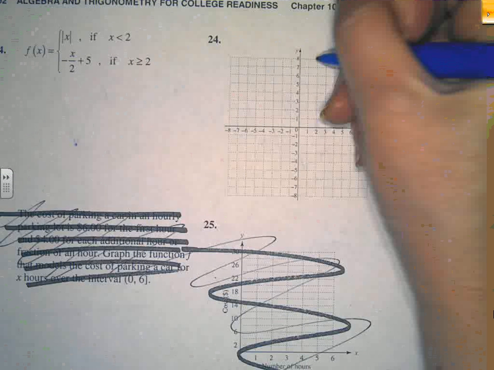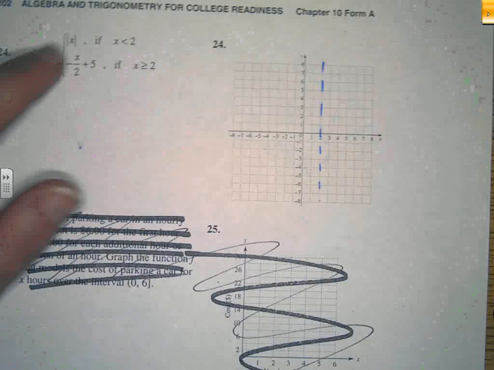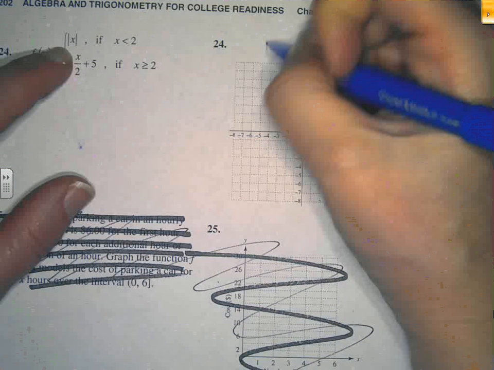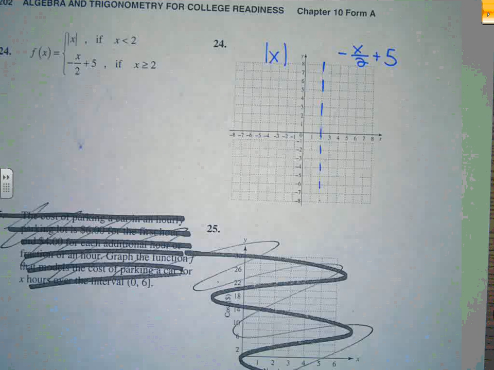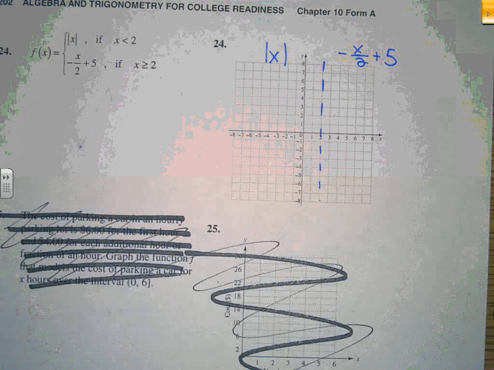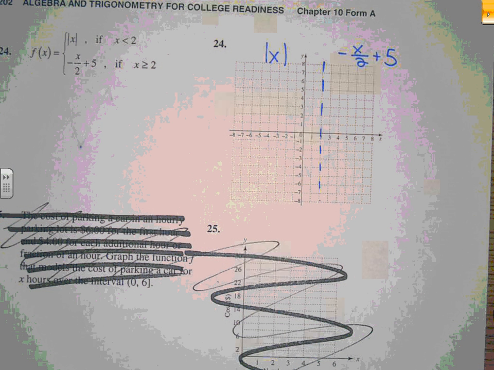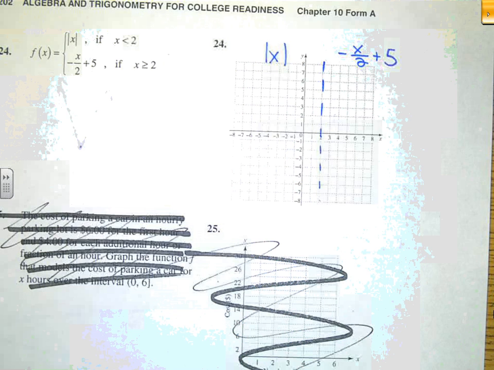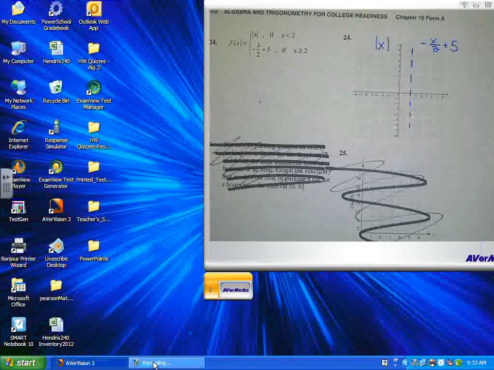Last one. Okay, so x is less than 2. We're going to graph absolute value of x, and then to the right, graph this. So why don't you try this on your own, and I'll see if you're right. Since I won't have a chance to grade your homework before the test, I'll just see if you understand this. So everyone try it. Put your calculator out.